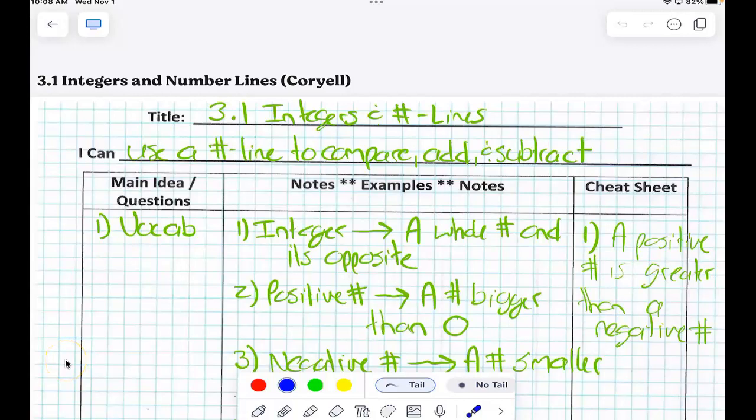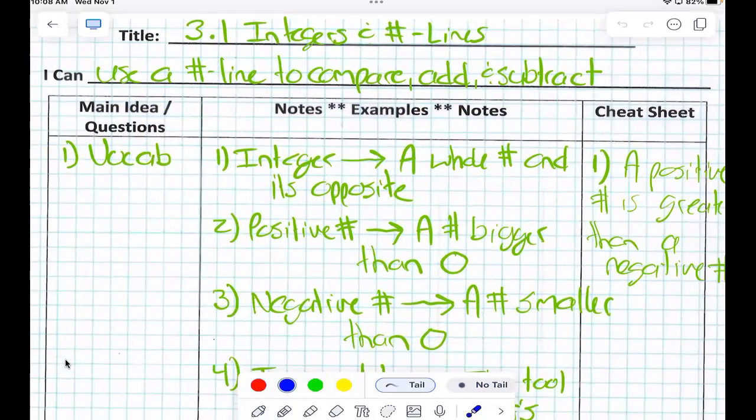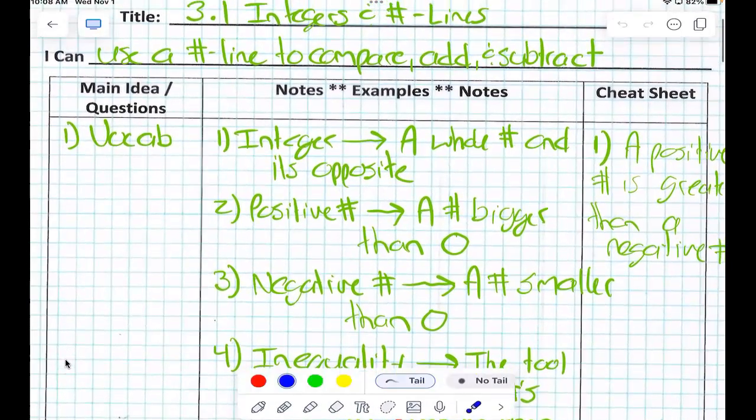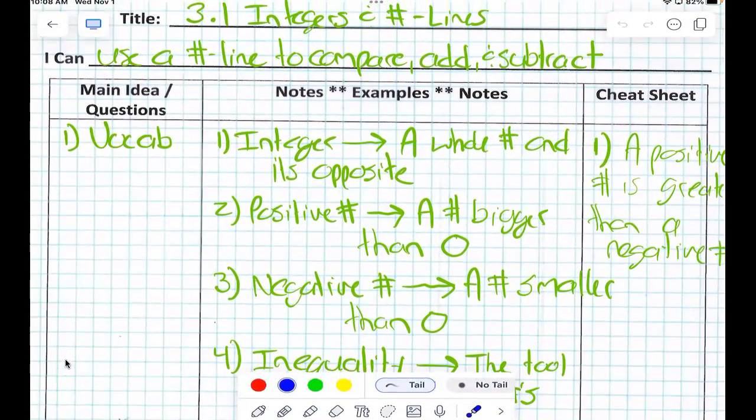Integers and number lines, chapter 3, lesson 1. Can you use a number line to compare, add, and subtract? Yeah, we can do that. We know an integer is a whole number and it's what? Opposite. If you have a positive number on a number line, what side of 0 is it going to be on? It's going to be on the bigger side, which is also the door side in our classroom, or just the right side, yes?